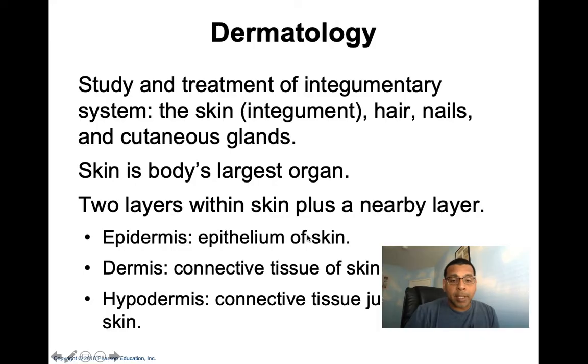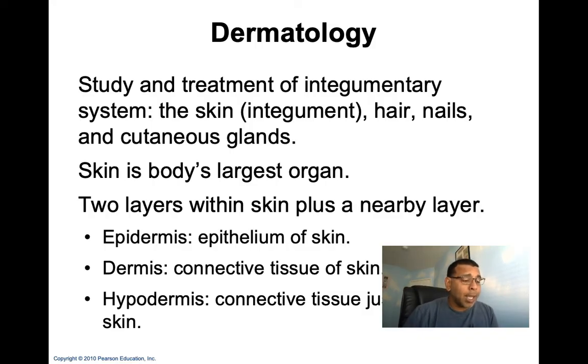So the epithelium of the skin and the connective tissue of the skin, epidermis and dermis, make up the two layers of skin. And then you have that third layer that's found nearby that we like to talk about here as well, and that's the hypodermis. You'll see connective tissue, and in certain locations of the body it will be made up of adipose.